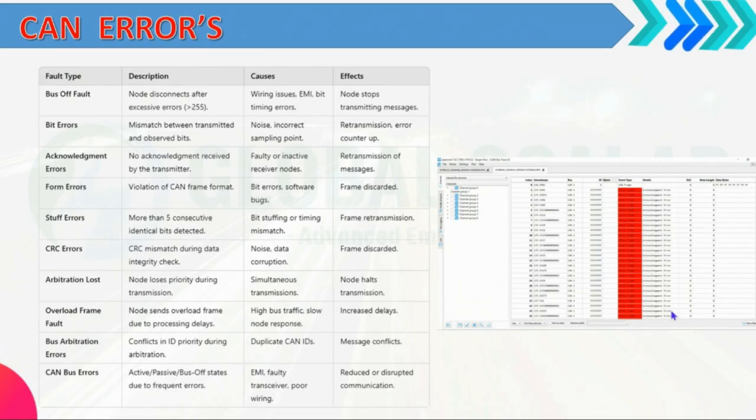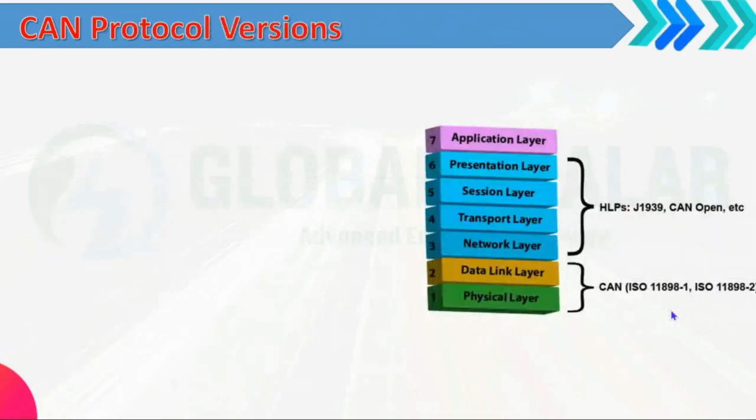Acknowledgement error: no acknowledgement is received by the transmitter. Form error: violation of the CAN frame format. Stuff error: it is detected if there are more than 5 consecutive identical bits. CRC mismatch occurs during the data. Arbitration loss: a node loses priority during transmission. Overload frame fault: a node sends an overload frame due to processing delay. Bus arbitration error: conflicts in the ID priority during arbitration. CAN bus error: the node is error active, passive, or bus off due to frequent errors. So these are some of the CAN errors.